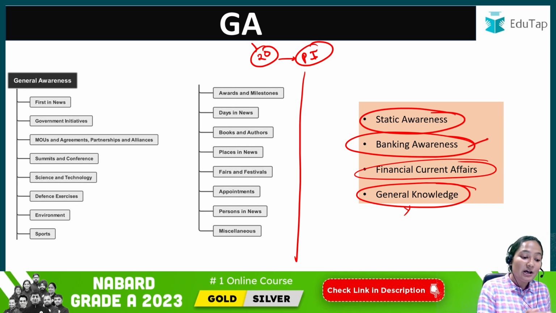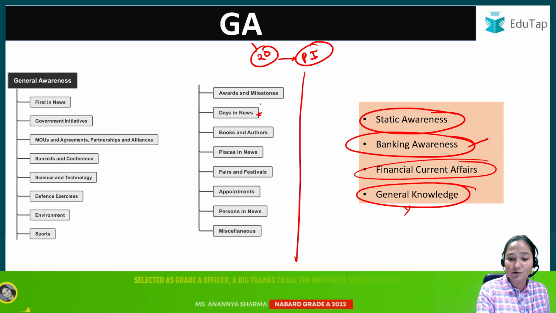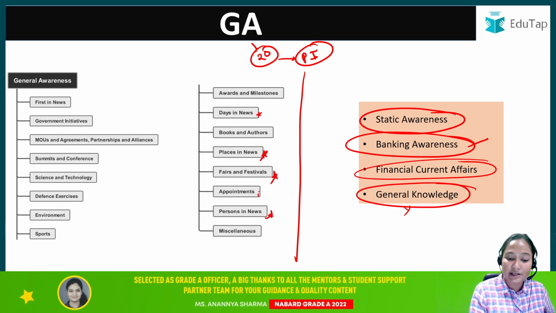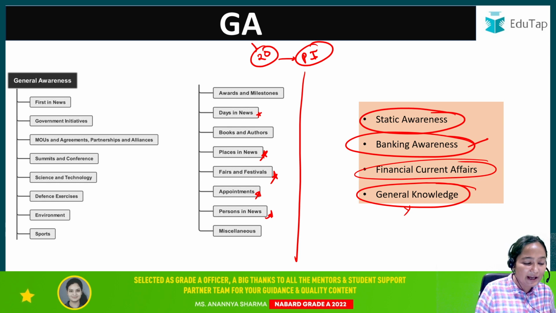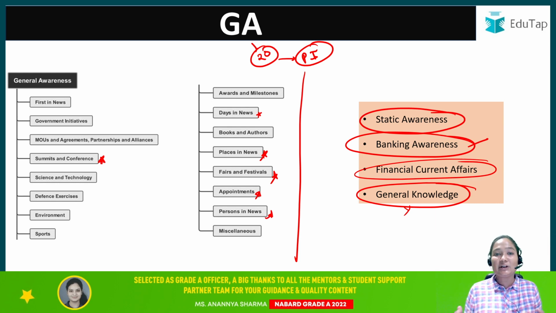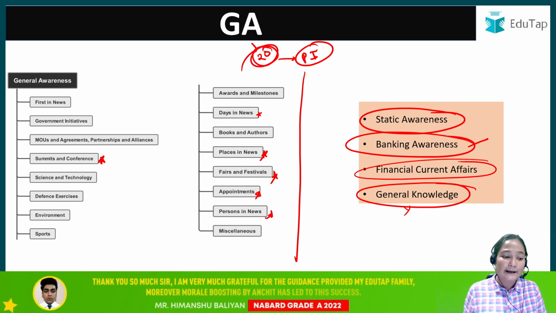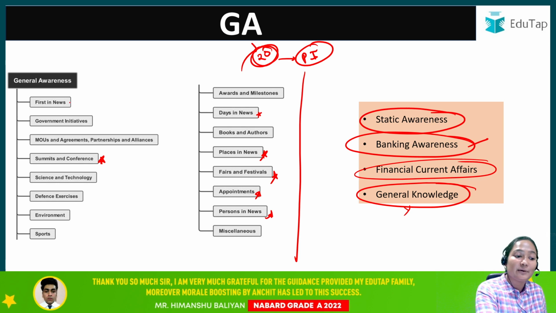Even in the syllabus that you have, I will tell you what topics you can keep at low priority. First of all, days in news, places in news, and fairs and festivals you can keep at low priority. Persons in news and appointments you can keep at a little low priority. Summits and conferences: not many questions are asked. Out of 20, in some years 1 or 2 questions are there. So you can keep it at low priority.